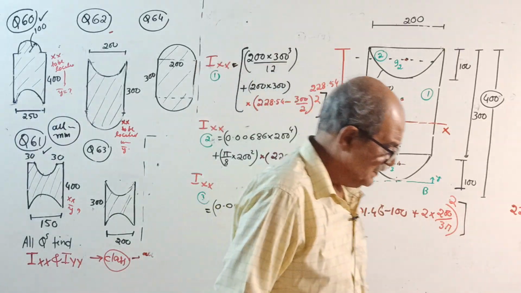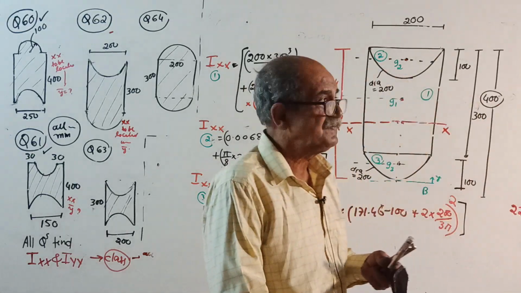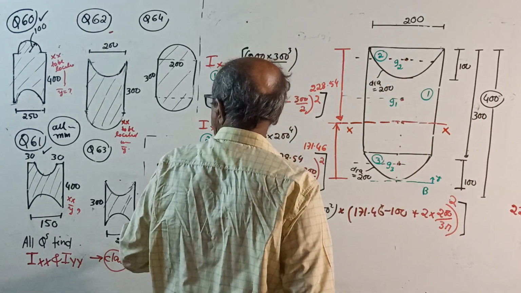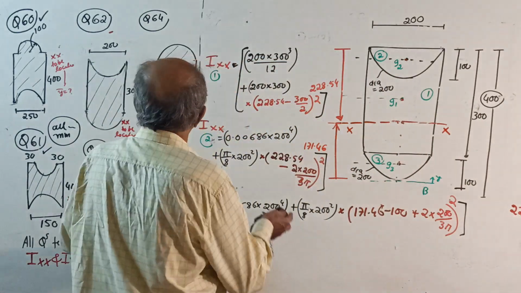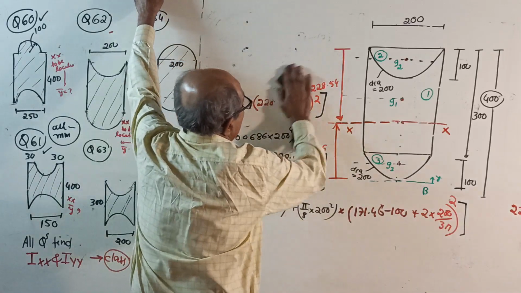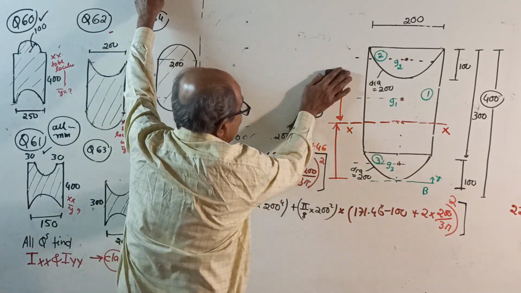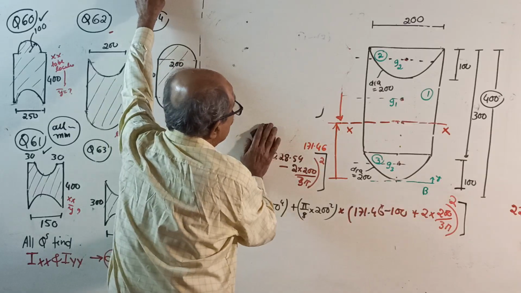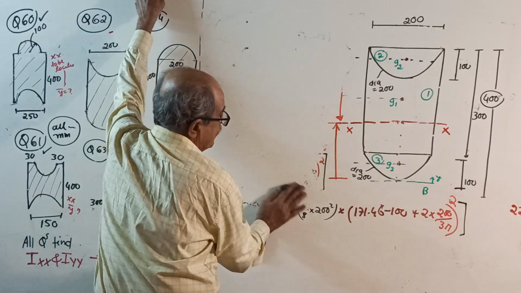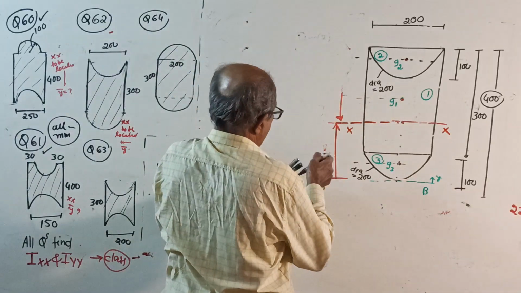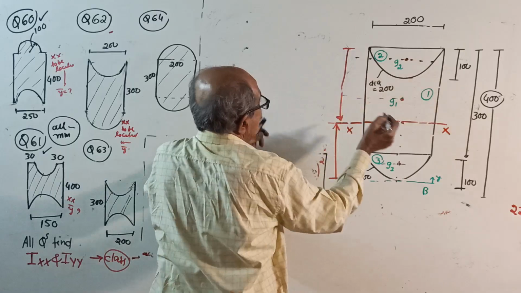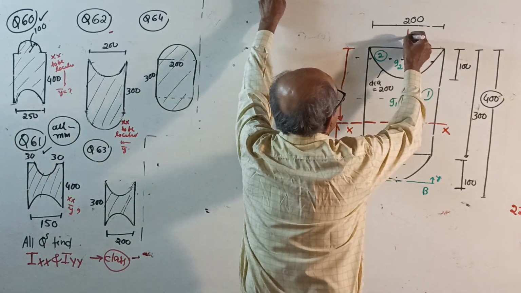Then write final Ixx equal to Ixx for 1, minus Ixx for 2, plus Ixx for 3. Now I will do one thing. Iyy, this question I will write. Next question I won't write. Okay, I remove that number. That's not required, anyway, let it be there. Yy, mark here.